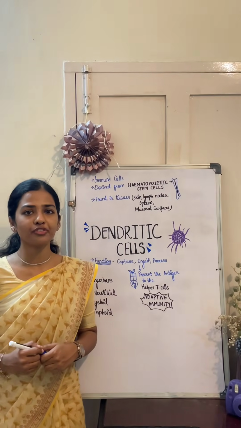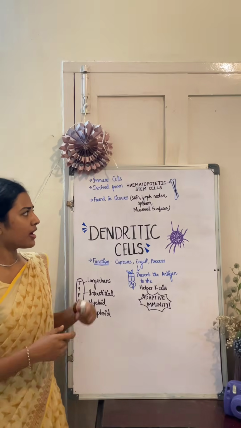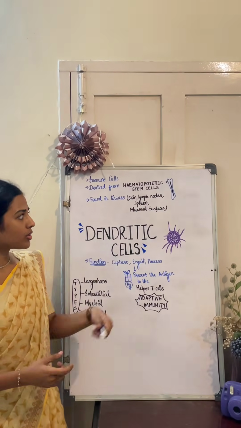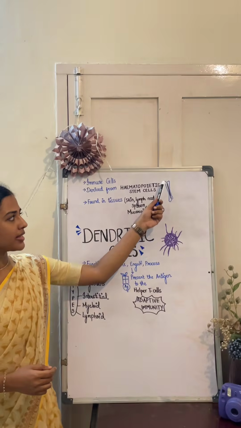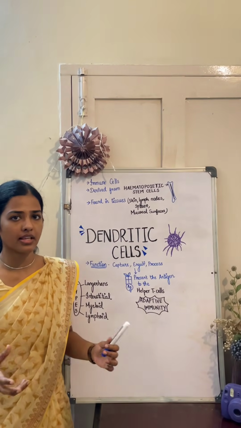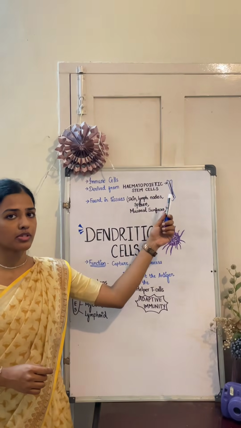Dendritic cells confer immunity to our body. That's why they are put under immune cells. And they are produced by the hematopoietic stem cells of the bone marrow. We know that bone marrow contains these stem cells which have the potency to differentiate into any blood cells. So the dendritic cells are produced by the hematopoietic stem cells of the bone marrow.